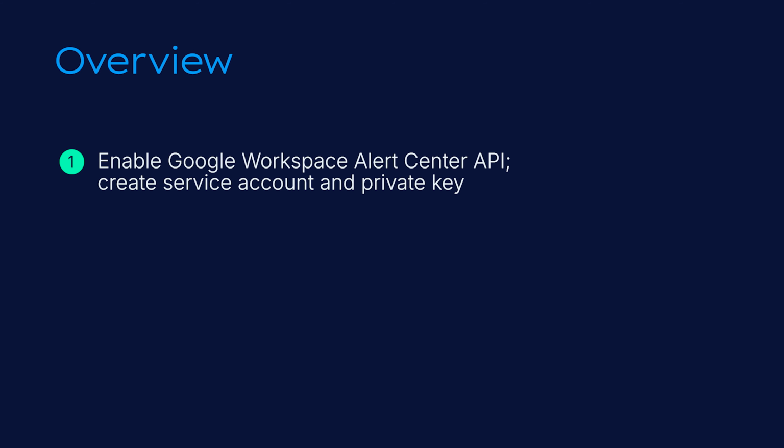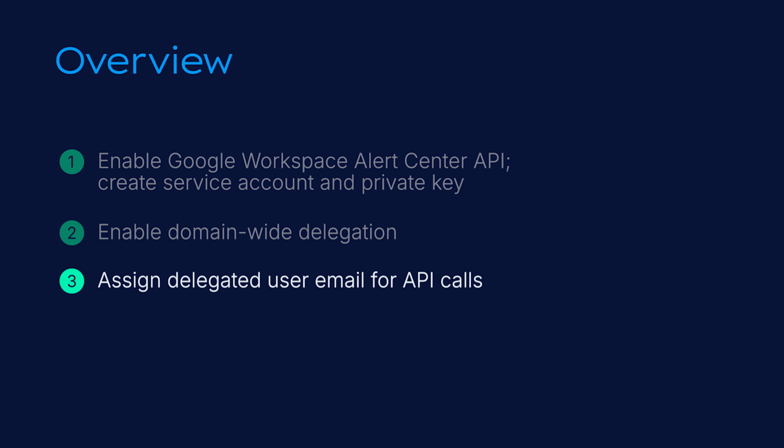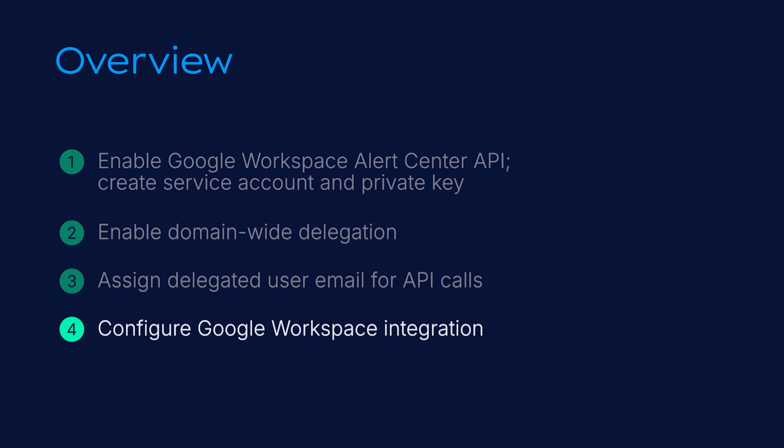Today, you'll learn how to enable the Google Workspace Alert Center API and create a service account and private key. Then, you'll enable domain-wide delegation, including adding the OAuth scope to your account. Assign a delegated user's email address for API calls. And lastly, configure the Google Workspace integration in Sophos Central.